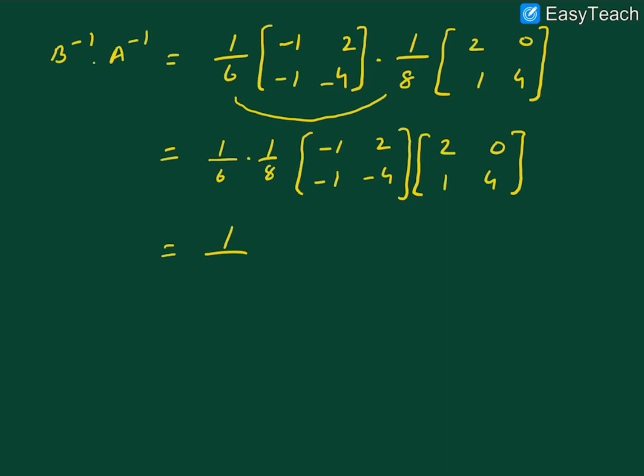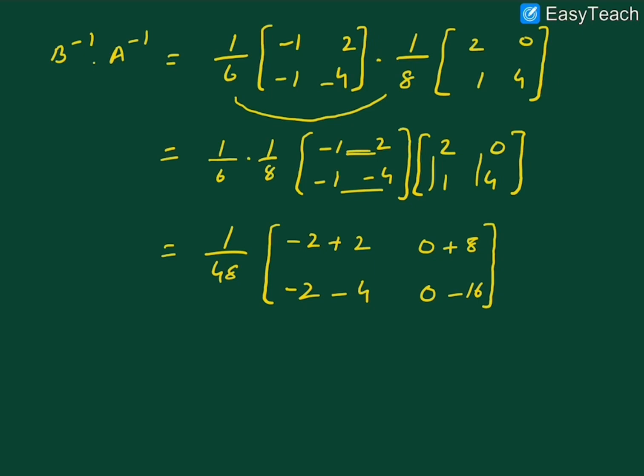So you will get 1 over 48, and here when you multiply this row with this column, minus 1 into 2 is minus 2, plus 2 into 1 is 2. Similarly the same row with second column, minus 1 into 0 is 0, plus 4 times 2 is 8. Now second row, minus 1 into 2, which is minus 2, minus 4 into 1 is minus 4, minus 1 into 0 is 0, minus 4 times 4 is 16. So we will get 1 over 48 into 0, 8, minus 6 and minus 16.